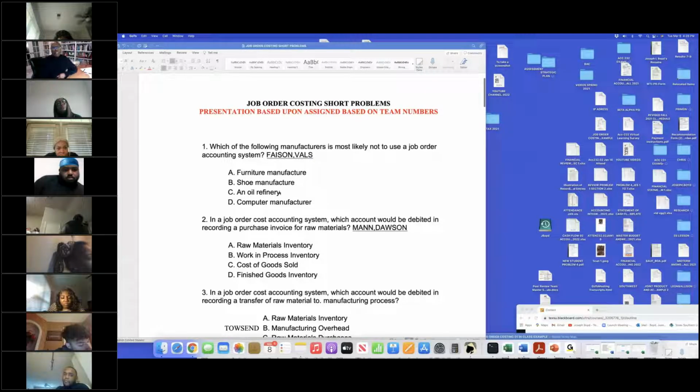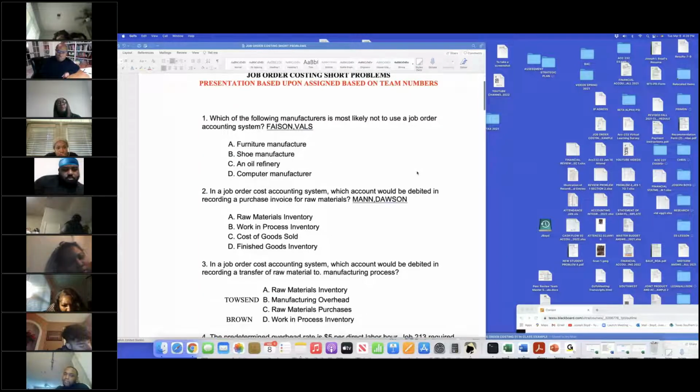In job order costing, which account would be debited in recording a purchase of raw materials? Raw materials inventory. That's A, raw materials inventory.